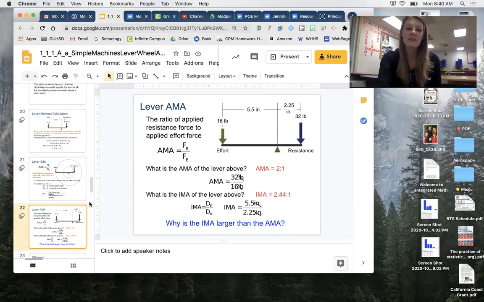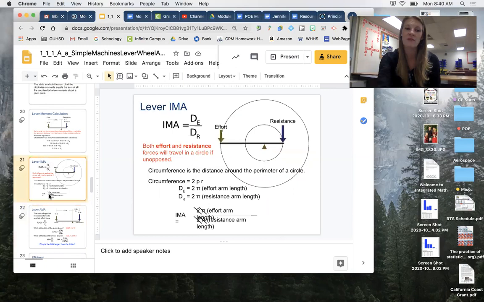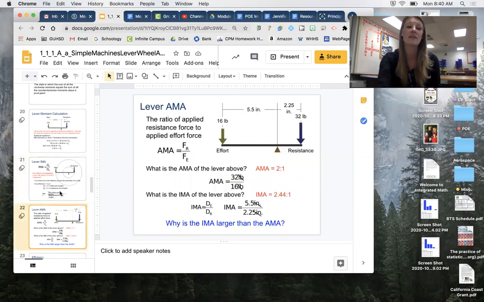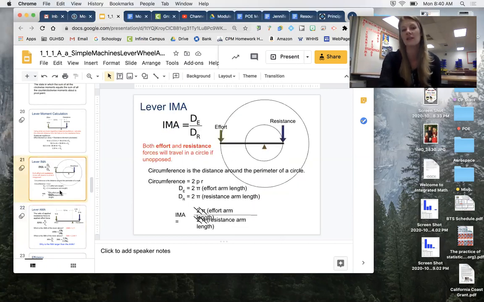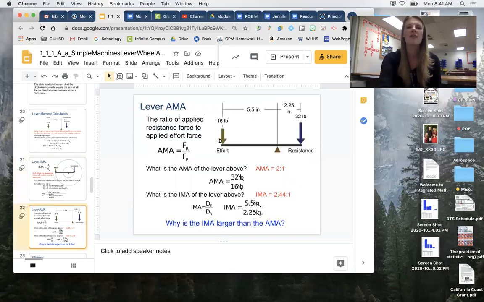Okay, so last concept, I'm actually going to skip this one for now. You guys can take notes on this if you would like to. It's the idea of the ideal mechanical advantage, which is dE over dR. In this one, you'll notice that the 2 pi's actually go away. It's just going to be the effort times the resistance arm, but we'll get into that more a little bit later. This is another example of that.